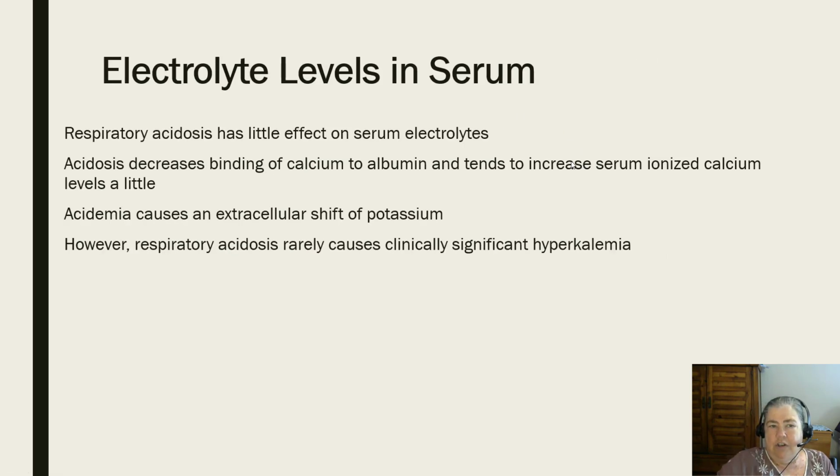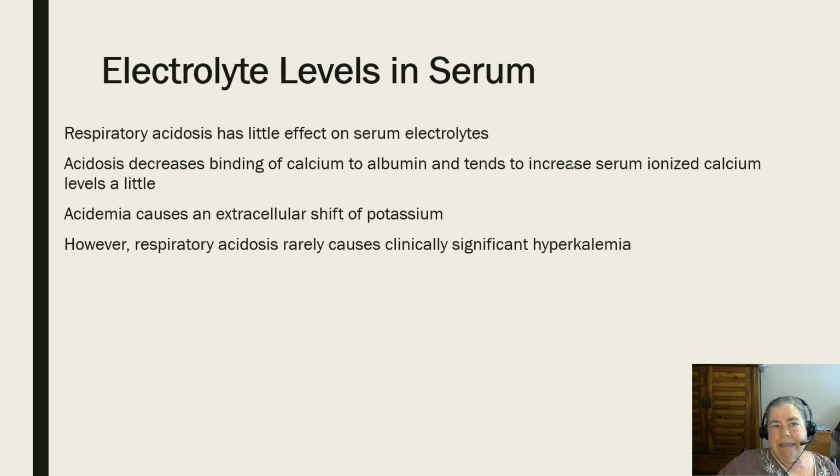Respiratory acidosis doesn't do much to serum electrolytes, but it does decrease the amount of calcium that's bound to albumin. So, a lot of the calcium that's circulating in the blood is bound to albumin. Remember that calcium is a cation, and albumin proteins often carry a negative charge. And so, the serum ionized calcium, the unbound calcium, goes up a little bit in acidosis.